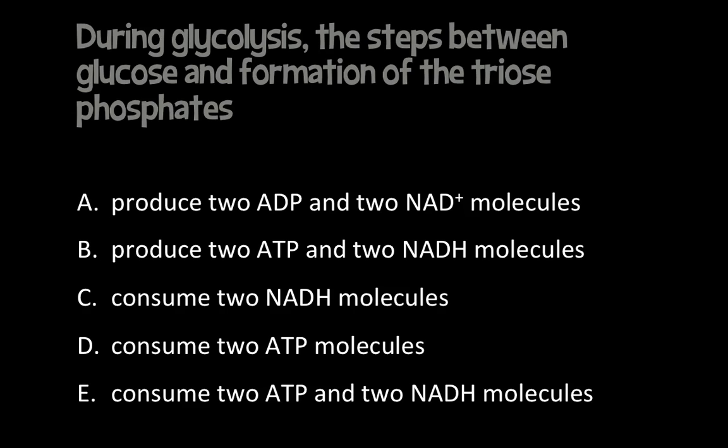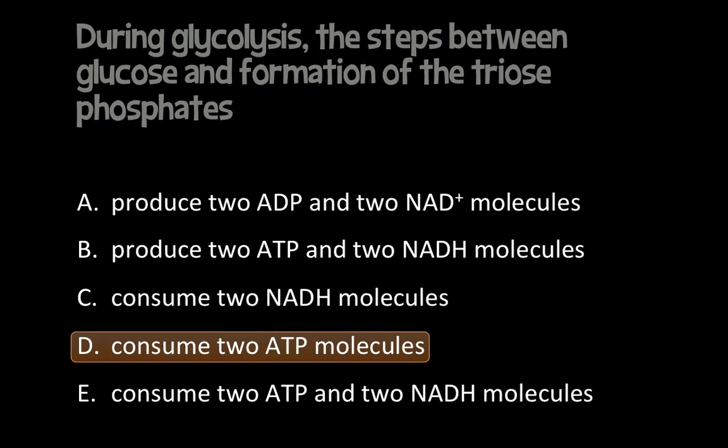What is the best answer to complete that sentence? Well, I will go with consume 2 ATP molecules, because when you go from glucose to the formation of the triose phosphate, which is the aldolase reaction, those steps involve the energy investment phase, and during the reactions of the energy investment phase, that's where you consume 2 ATP molecules.